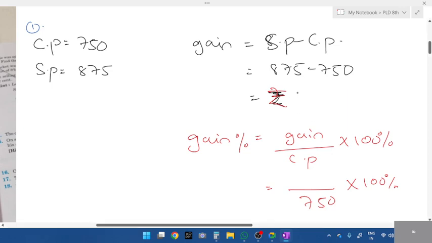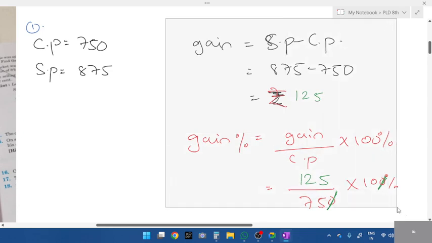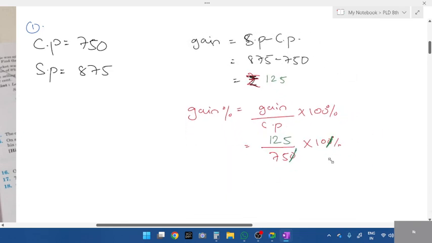What's the gain, students? Is it rupees 125? How do you calculate this 125? 10 and 10 get cancelled. Wherever you come across zeros like this, cancel them. 10 should be in the numerator and 10 in the denominator.